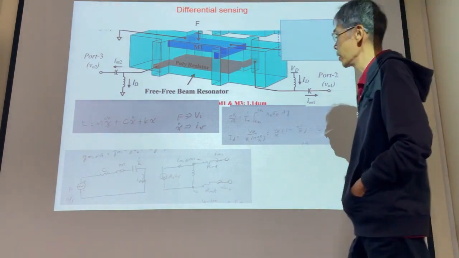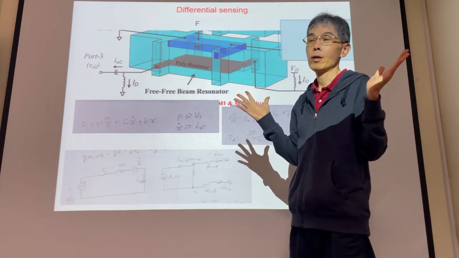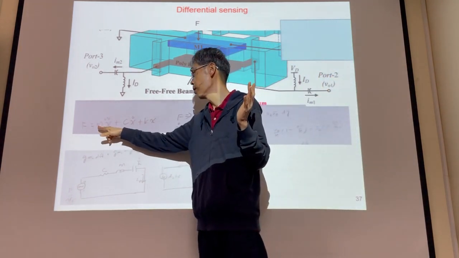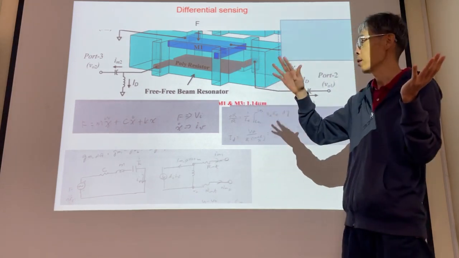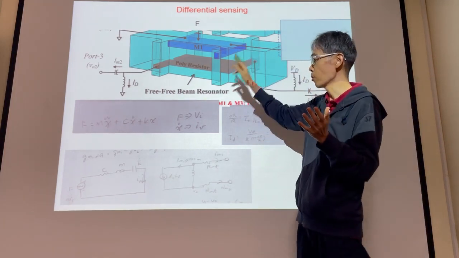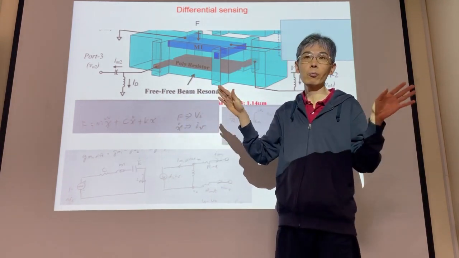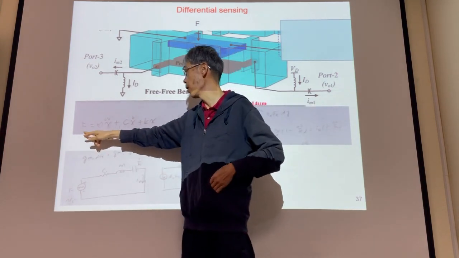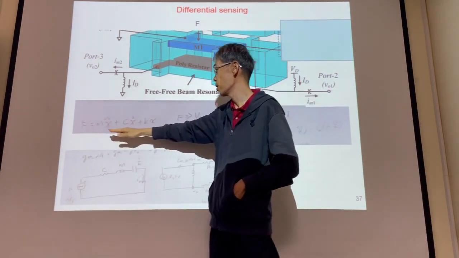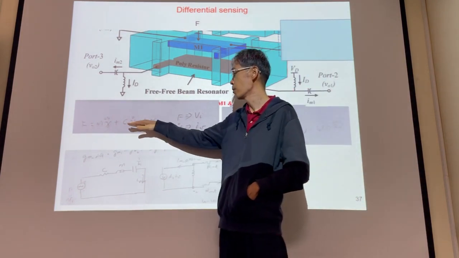Okay, for this cantilever beam, it's a beam, so the beam has a mass, and we have air damping, the surrounding air creates the damping. And this is also a spring. So we have a spring constant. So this is the force F applied to this beam. So we have this mechanical model.